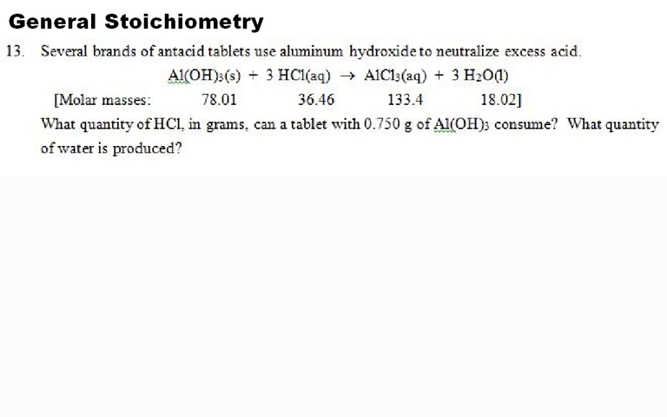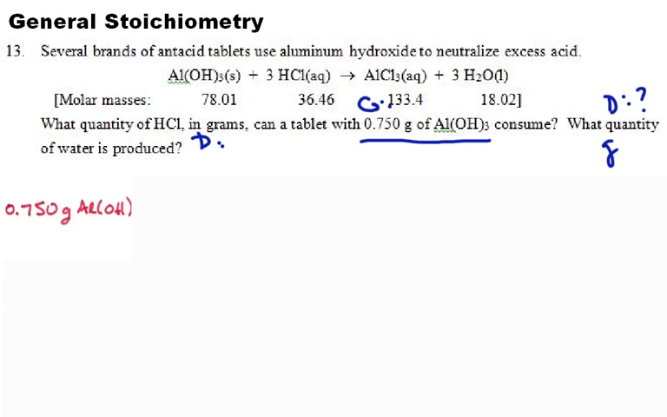Now, we look here, it says several brands of antacid tablets use aluminum hydroxide to neutralize excess acid. What quantity of HCl in grams can a tablet with 0.750 grams of aluminum hydroxide consume? So we can kind of see that this is our given, and what's desired is what quantity in grams. So we want to know how many grams of HCl are in a tablet. Now there is a second question here, and starting with the same given, how many grams of water are in here? So we have 2 problems to do.